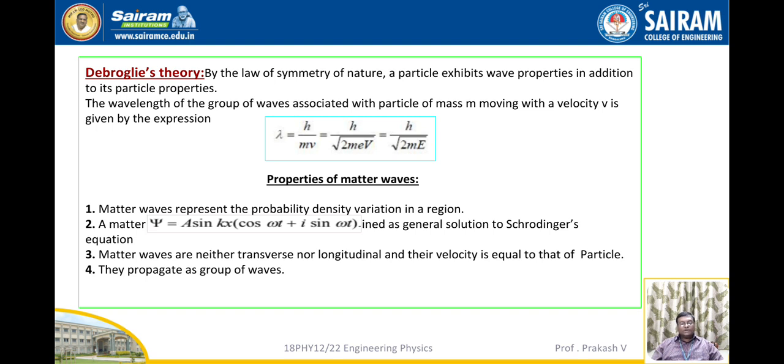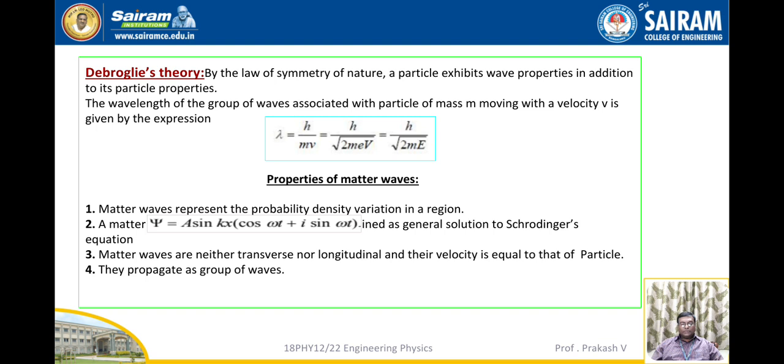The wavelength of the group of waves associated with a particle of mass m moving with a certain velocity v is given by lambda equals h by mv. Finally it will take another format, that is h by square root of 2mEv, which equals h by square root of 2mv. So these are all different forms of the equations related to the de Broglie wavelength lambda.